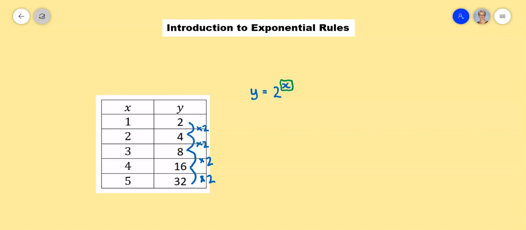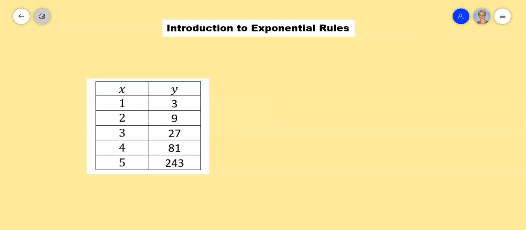The 2, which is what we call the base of the rule, tells us what we are multiplying by each number to get the next number. In this case, we're multiplying by 2. So one of our first exponential rules that we will look at is 2 to the power of x.